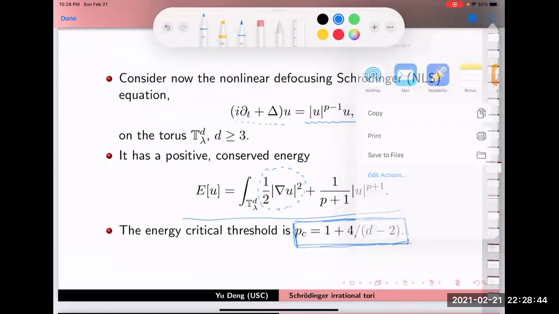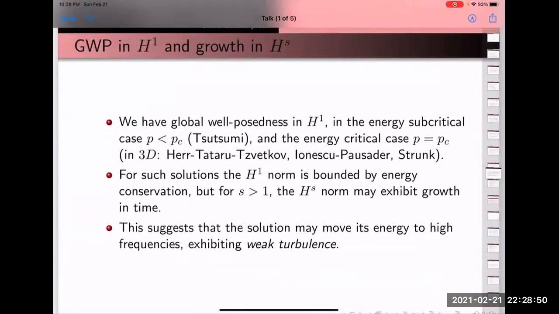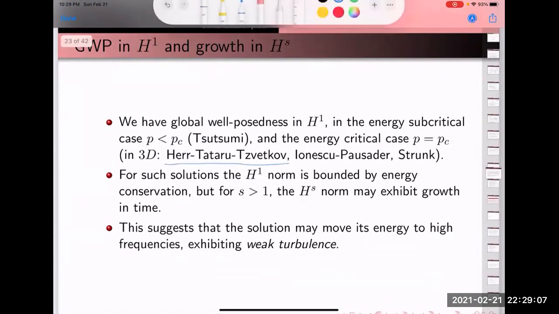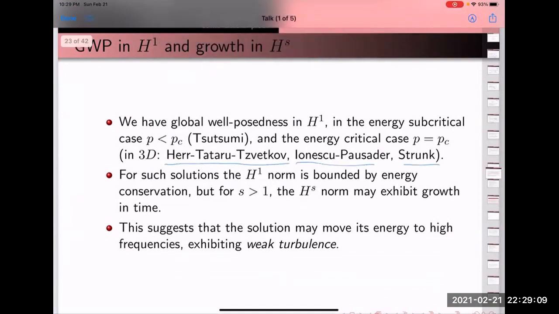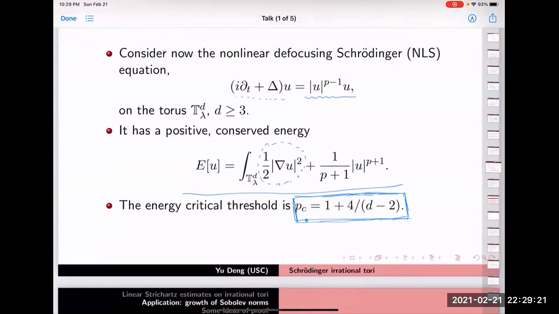Okay, so let's talk a little bit about the global well-posedness results. We have global well-posedness in H1 in the energy subcritical case, and the energy critical case is quite tricky and was proved recently by the work of Herr, Ionescu, Prosser, and Strunk. Essentially, if p is less than this critical value, then you have global well-posedness in H1. If p is equal to this critical value, you also have global well-posedness in H1, but it's much more difficult.